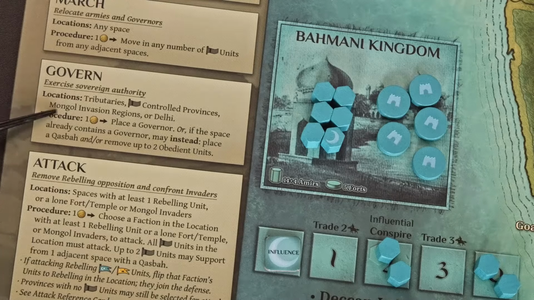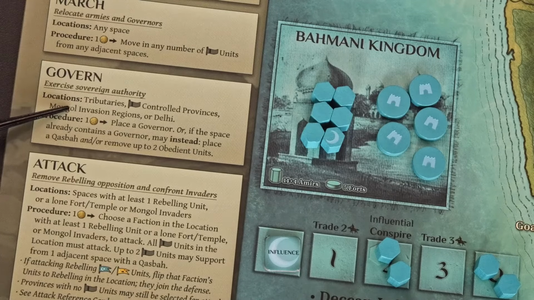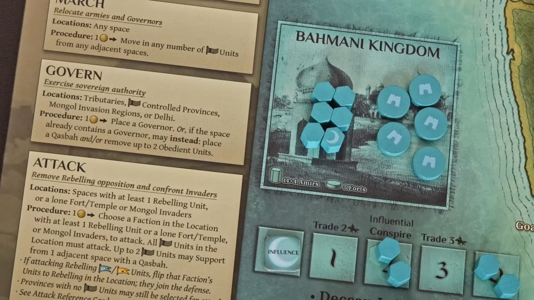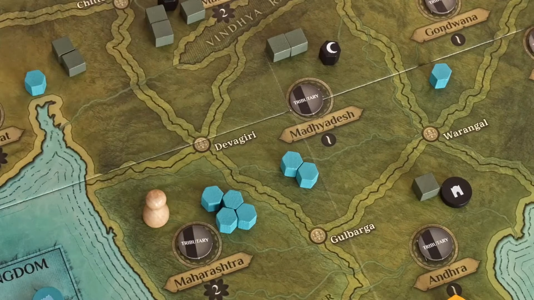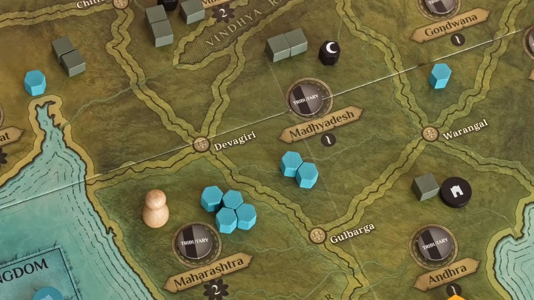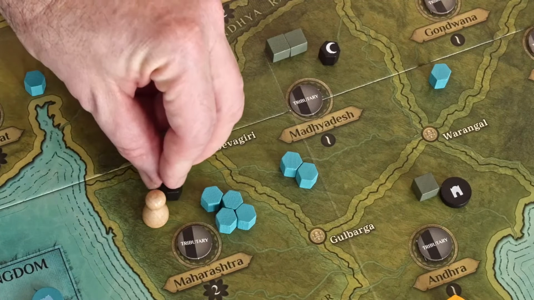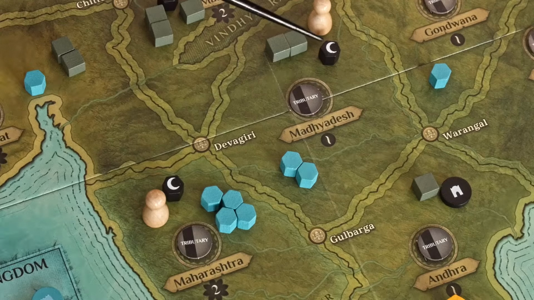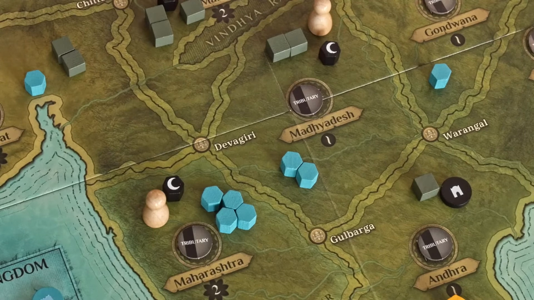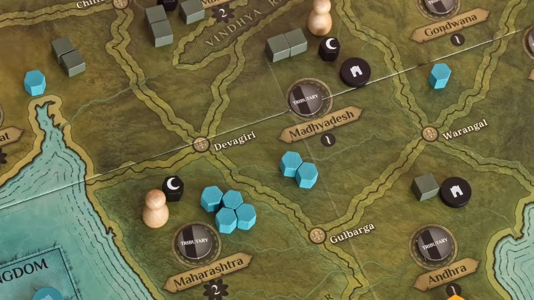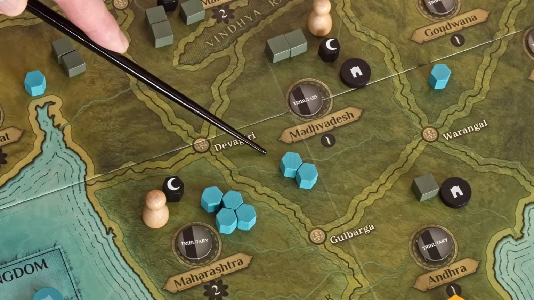Govern is the act of placing governor pieces on the board or leveraging some of the governor's special capabilities. Paying 1 resource per space, the Sultanate may place a governor piece at any tributary or a Sultan-controlled independent province. Or, if there's a governor already there, they may place a Kasbah and also may remove 2 obedient pieces in that space.